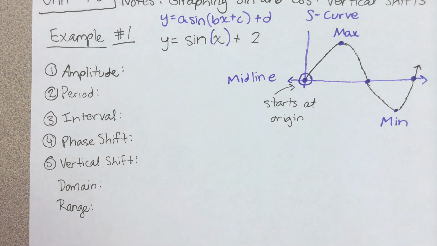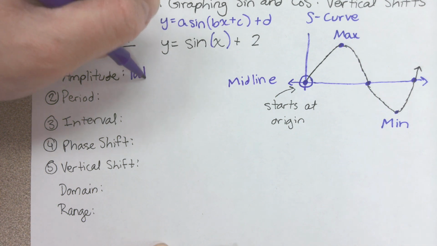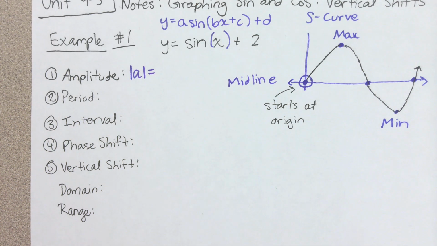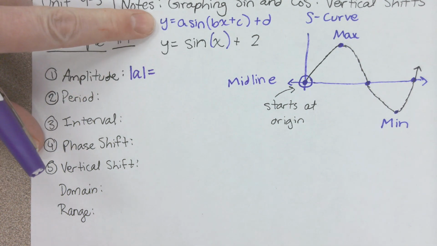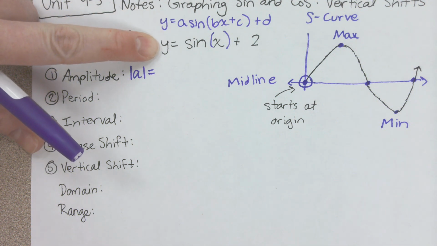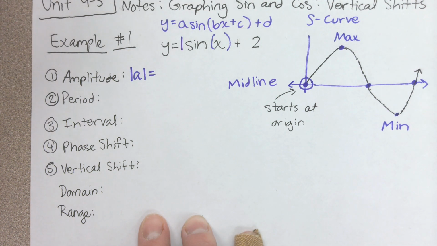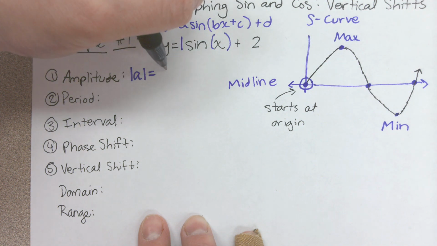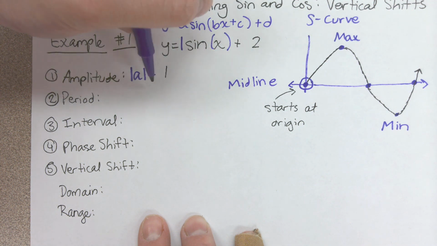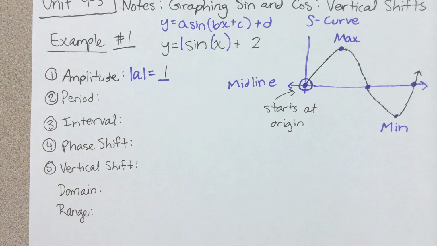Let's fill in the information over here. Amplitude, you learned, is the absolute value of A. So if we compare the general equation to what we have, there is no number in A's spot, meaning it is 1. So A is equal to 1. That's the standard amplitude, so a typical amplitude, not a changed one.